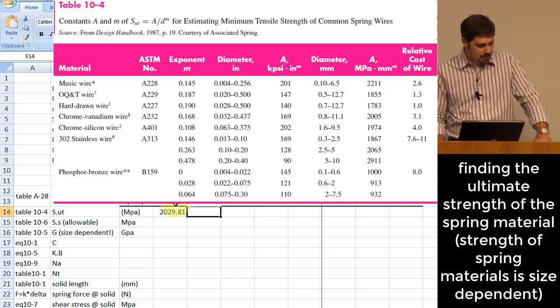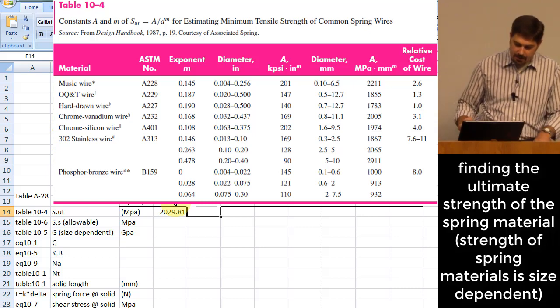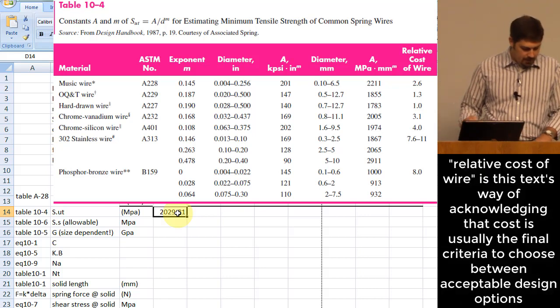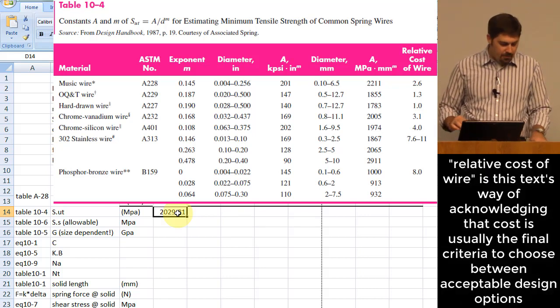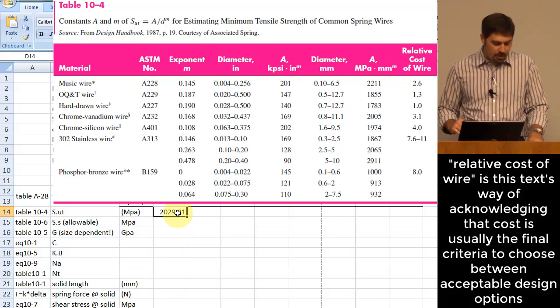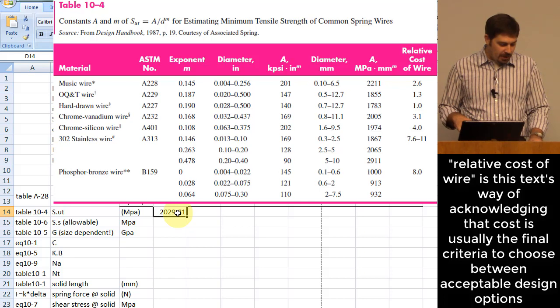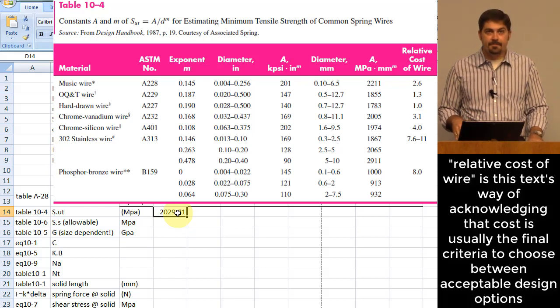Okay, and this gives us an ultimate tensile strength for this material. While I'm here, and before I move away from this table, let me also draw your attention to another column that's in the table. It says relative cost of wire.